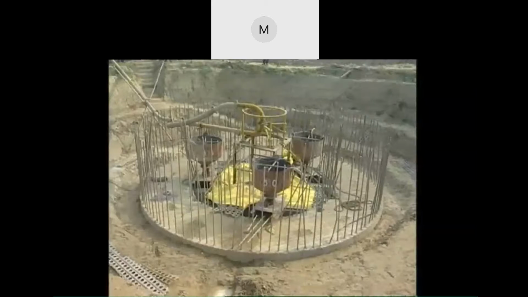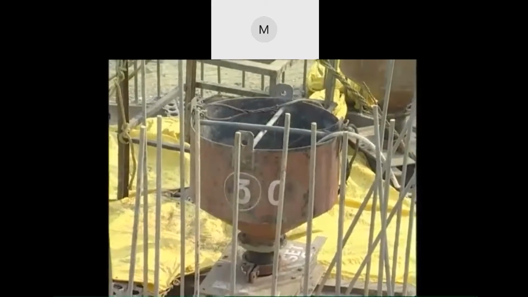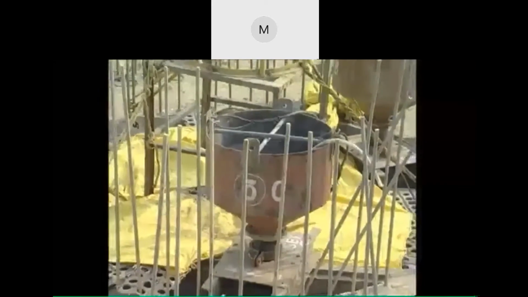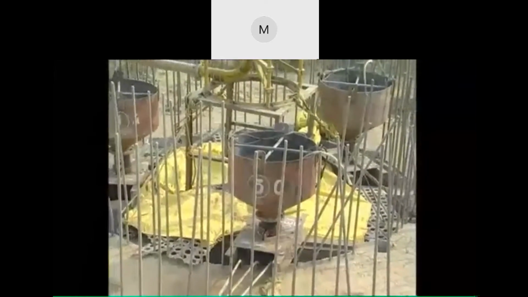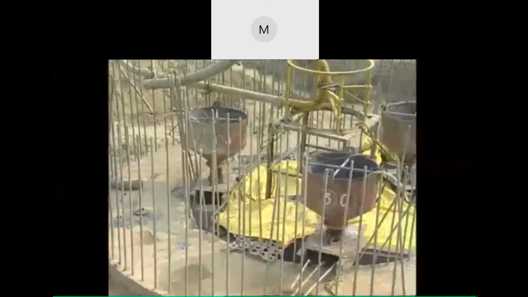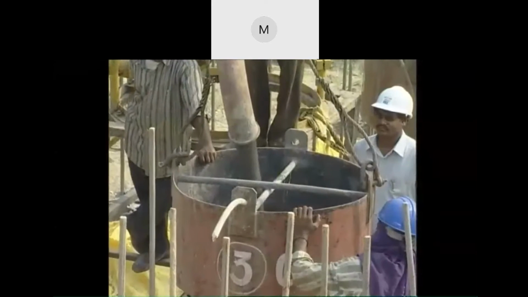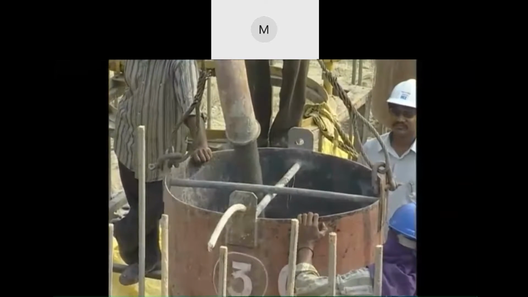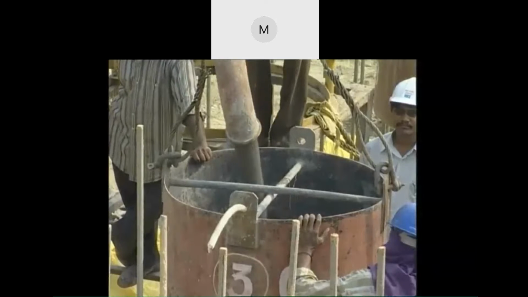The tremie pipe with tightly sealed joints is lowered into the well, and a hopper is placed on top to receive concrete. A swivel concrete distributor connected to the concrete pump is placed at the center of the well. The concreting is carried out in clockwise direction, moving from one hopper to the other.